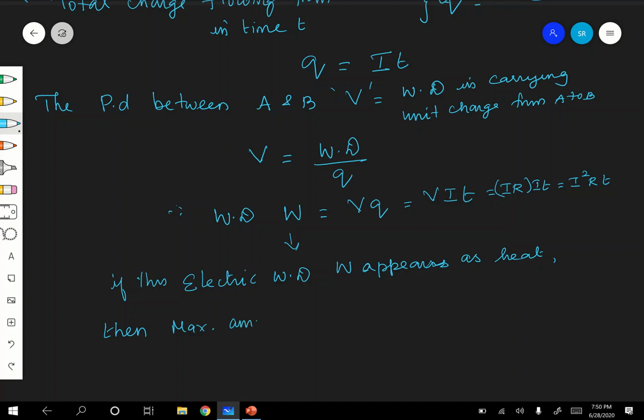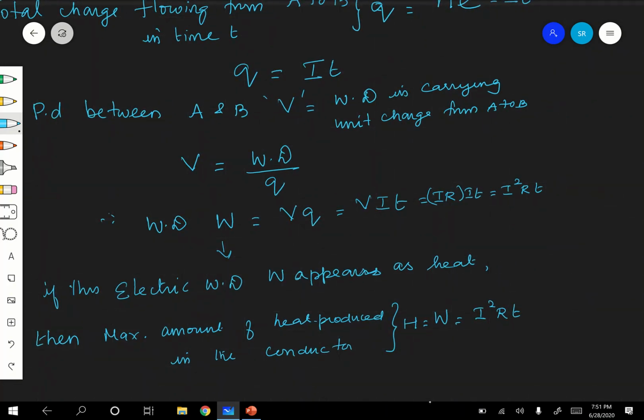the maximum amount of heat, why? Because the full electric work done is converted into heat. Then it is the maximum amount of heat produced in the conductor. H is equal to heat, that is nothing but the electric work done, and that is nothing but I squared RT, which will be in joules.